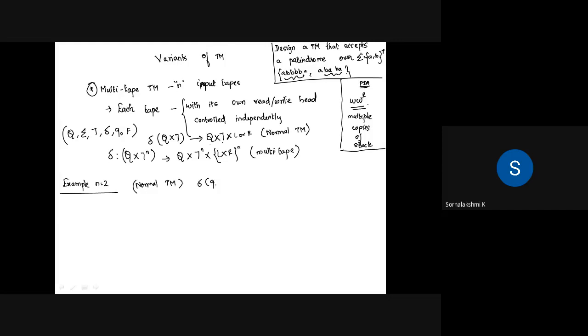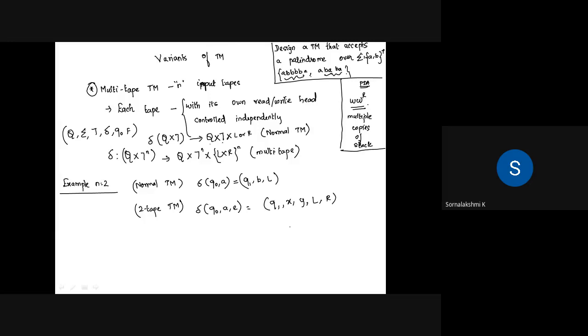For example, I say delta, in the state Q0, when I see A as a tape symbol, move to state Q1, replace A with say B, and move left or right. Okay, so this is a normal transition function. Now, let us say it's a multi-tape, or I'll say a 2-tape Turing machine. Example transition function will look something like this: delta Q0, A comma E, moves to the state Q1, replacing with X, Y, left and right.